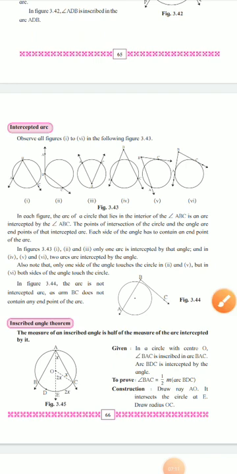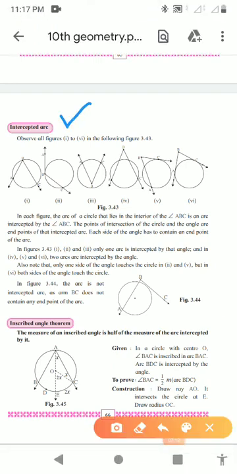Now if we see the next term, that is intercepted arcs, there are a total of 6 diagrams given. In each diagram, if we closely observe, the arc of a circle that lies in the interior of angle ABC is an arc intercepted by the angle ABC itself. It means the arc in the interior of the angle ABC. So for example, in the first figure, this arc is intercepted by angle ABC itself, isn't it?